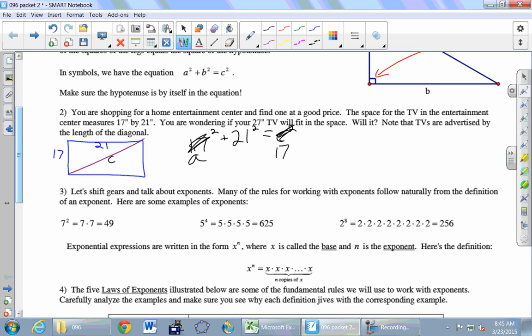It's true, it wouldn't make sense with the numbers given. Looking at that picture, how do I know that C is the thing that has to be by itself in the equation? C is the diagonal, opposite the right angle, right? There's your right angle there. So C is the hypotenuse. It's got to be by itself.